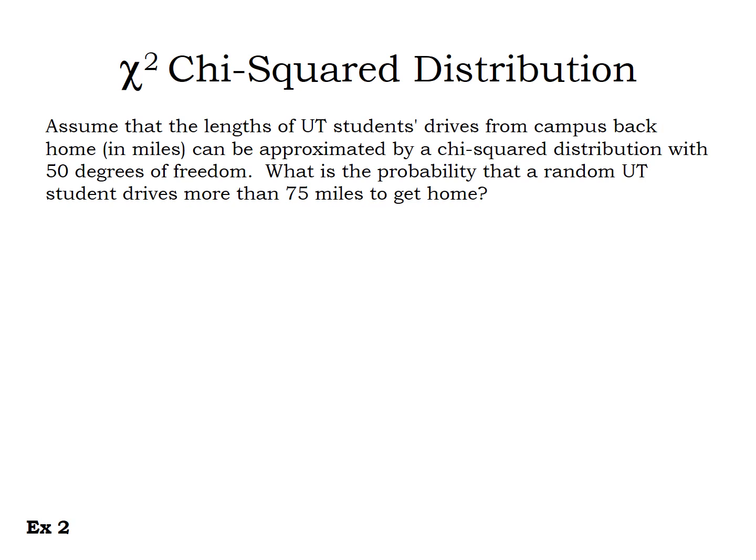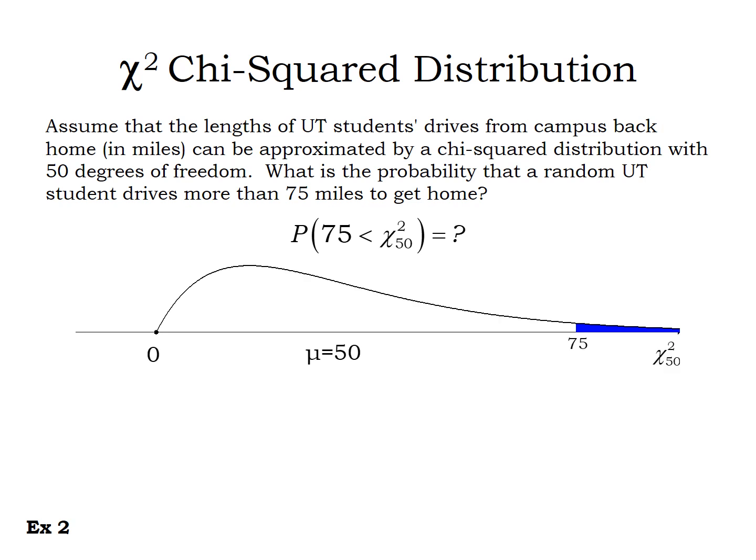So we're going to assume that the length of UT students' drives from campus back home in miles can be approximated with the chi-square distribution with 50 degrees of freedom. And we want to know the probability that a random UT student drives more than 75 miles to get home. So once again, I know it's a chi-square distribution. First thing I'm going to do is draw the graph. Okay. So I want the probability that my chi-squared score is greater than 75.